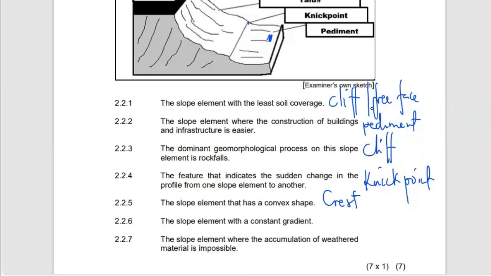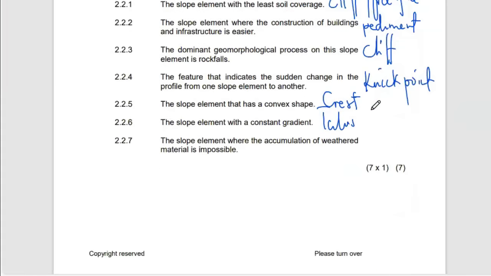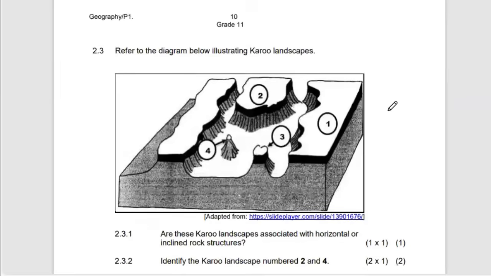Then the slope element with a constant gradient. Constant gradient is the talus. And then lastly, the slope element where the accumulation of weathered material is impossible. Impossible on the cliff, which is vertical, or the free face. Right, we are done with that question. We'll move on to the next question.